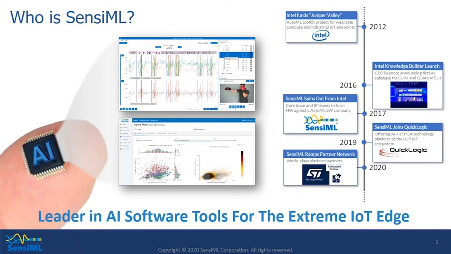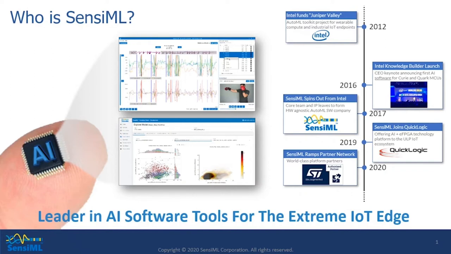SensiML traces its start to 2012 as an intact software tools team within Intel Corporation. At that time, the SensiML founders were tasked to deliver groundbreaking AI tools for Intel's Curie and Quark SE microcontroller platforms. That tool, known as Intel Knowledge Builder Toolkit, was received with much anticipation amongst the wearable developer community when launched in 2016. By mid-2017, Intel elected to shut down its wearable computing division, setting the stage for SensiML as a spin-off and independent software vendor. From that point forward, SensiML has worked to expand its support and partner ecosystem, choosing to partner with market-leading hardware vendors such as ST, and to bring complete solutions to customers for rapid prototyping and development of smart IoT products.